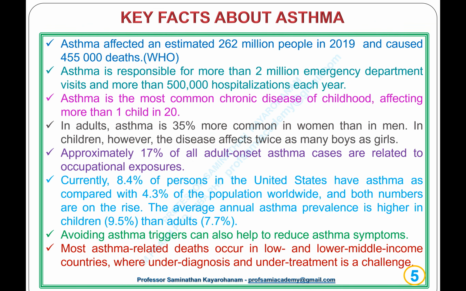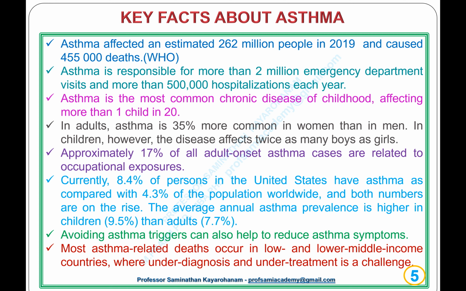Next slide. Key facts about asthma. Asthma affected an estimated 262 million people in 2019 and caused 455,000 deaths by WHO. Asthma is responsible for more than 2 million emergency department visits and more than 500,000 hospitalizations each year. Asthma is the most common chronic disease of childhood, affecting more than one child in 20. In adults, asthma is 35% more common in women than in men. In children, however, the disease affects twice as many boys as girls.